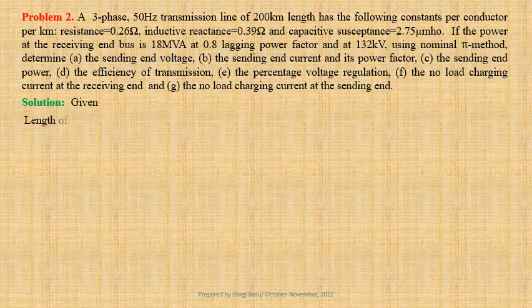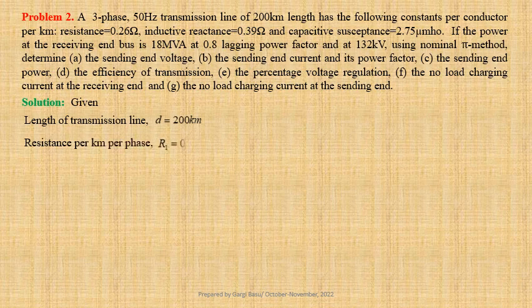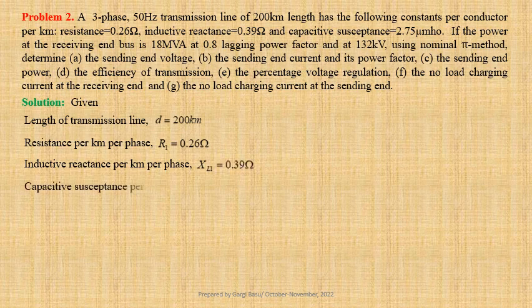Given length of the transmission line D equals 200 kilometers. Resistance per kilometer per phase R1 equals 0.26 ohm. Inductive reactance per kilometer per phase XL1 equals 0.39 ohm and capacitive susceptance per kilometer per phase BC1 equals 2.75 micromho.